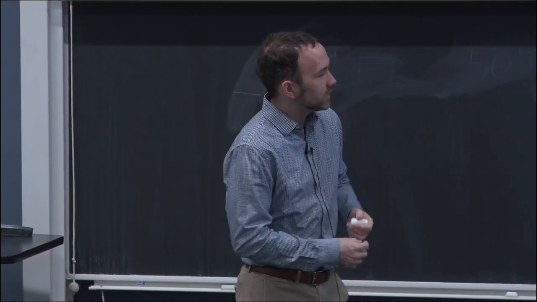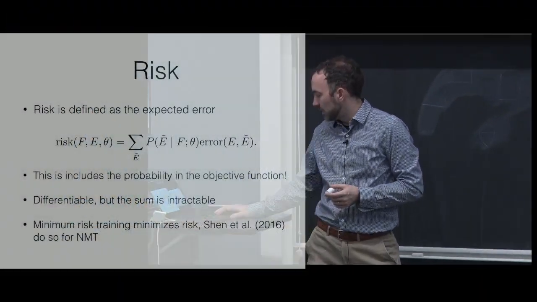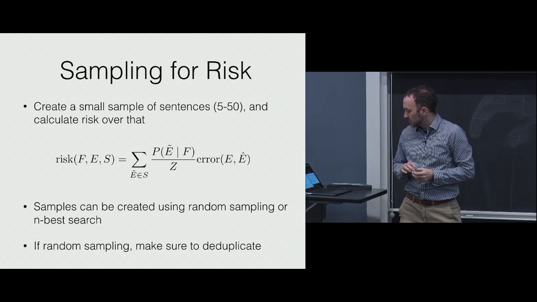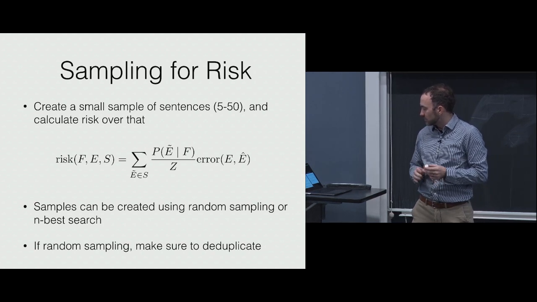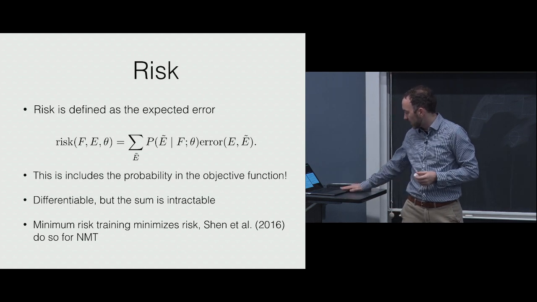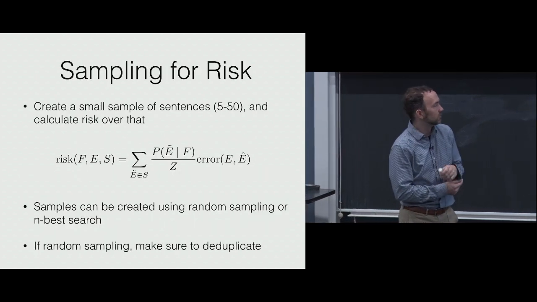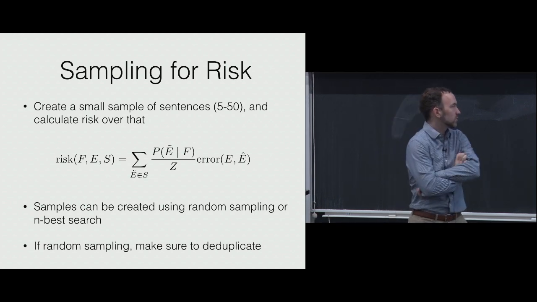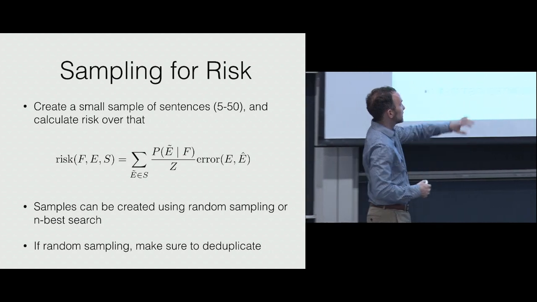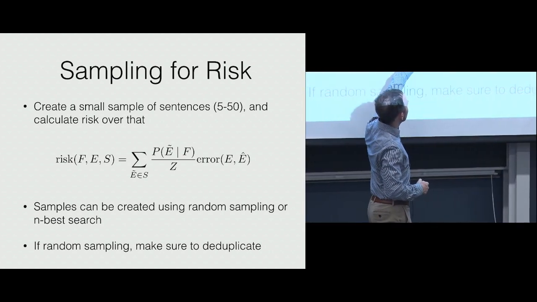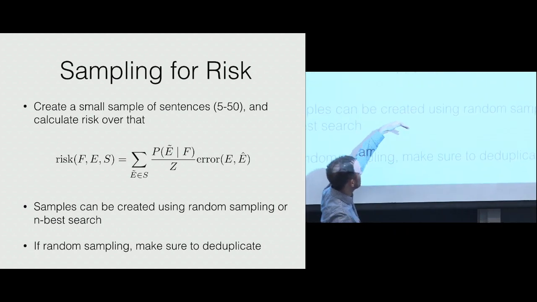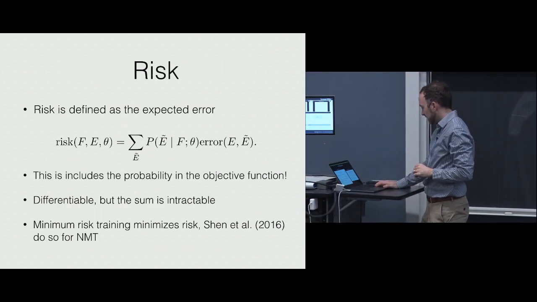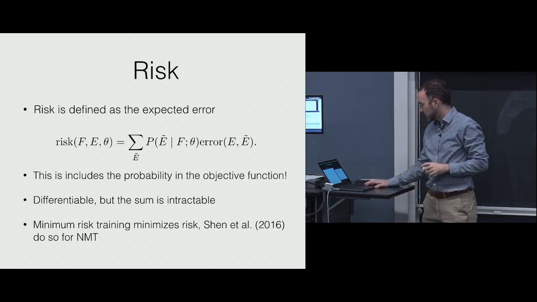So what we would like to do is optimize this over real sequence generation tasks. And the way we can do this is instead of trying to enumerate over all of the possible outputs, we can rather sample a small number of possible outputs and calculate the risk over this small sample. So the way this works is we run some sort of algorithm to get a subset of the outputs S, and then we calculate the risk, and then we have this z here. And this z renormalizes all of the probabilities to sum to one. This is introduced in Shen et al. 2016, Minimum Risk Training for Neural Machine Translation.